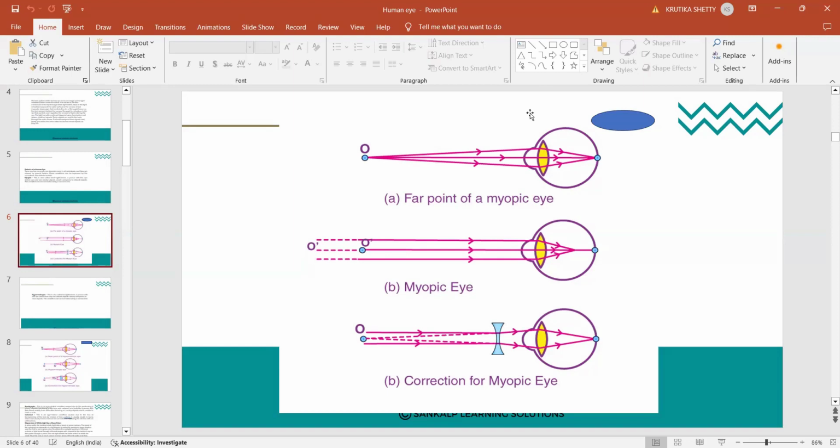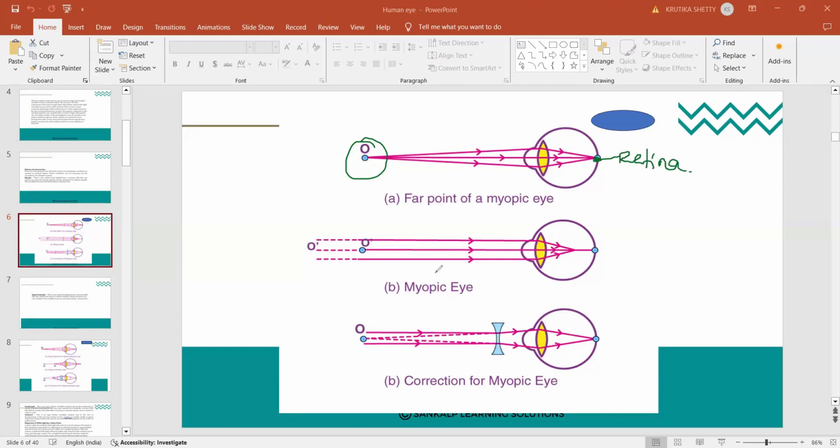You can see. What are you seeing in the first figure? The first figure is for the normal eye. What do you observe in the first figure? This is for the normal eye. Here the object is there. Then from the object, the light radiations are coming. After refraction through the eye lens, they meet at the retina. This is for the normal eye.